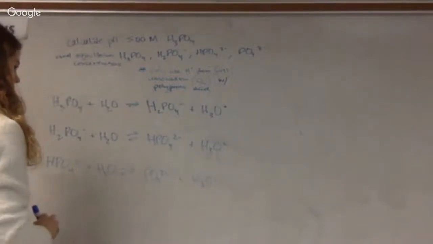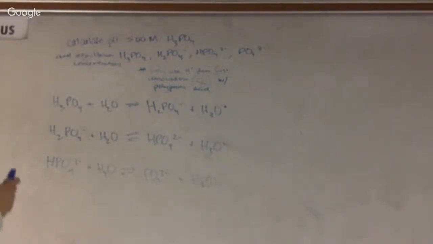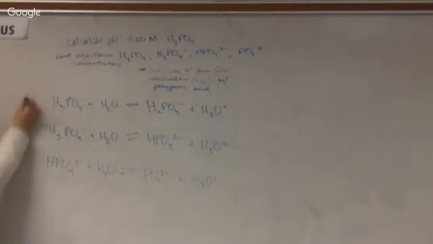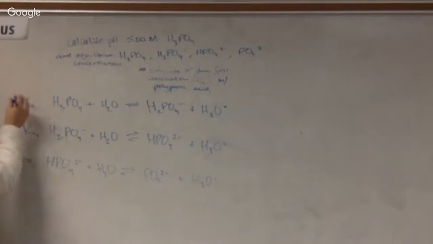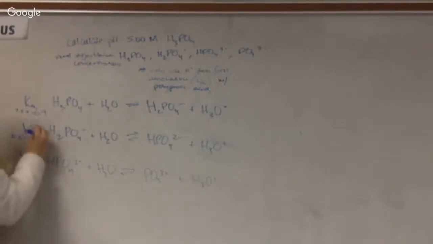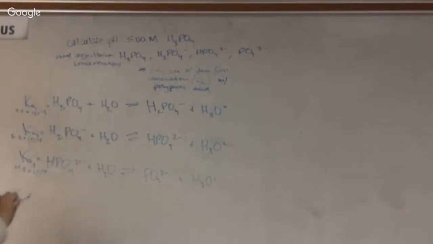Can you write Ka1 next to the first equation, Ka2 next to the second one, and Ka3 next to the third one? Let me give you the values for each of those Kas. Ka1 is 7.5 times 10 to the negative third. Ka2 is 6.2 times 10 to the negative 8. And Ka3 is 4.8 times 10 to the negative 13. We might have to switch over to a black pen because it's starting to fade and it's a little hard to see on the screen.